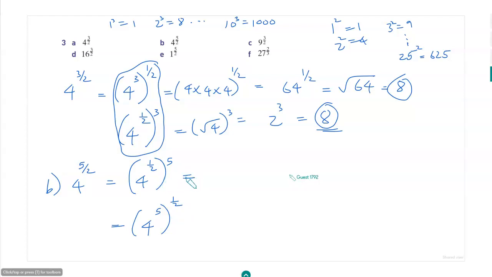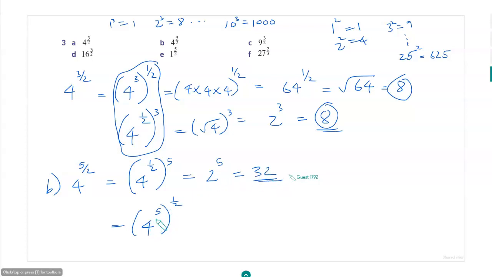Okay, let's do the first one. 4 to the power 1 by 2 means what? Root 4. So, how much is root 4? 2. Root 4 is 2. So, it's the same as 2 to the power 5, right? Yes. And what's 2 to the power 5? 32. Very good. So, that's your answer.